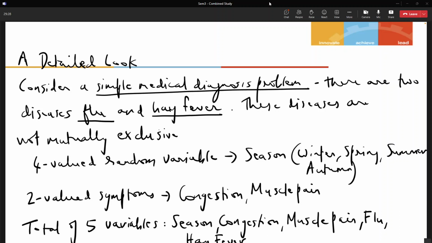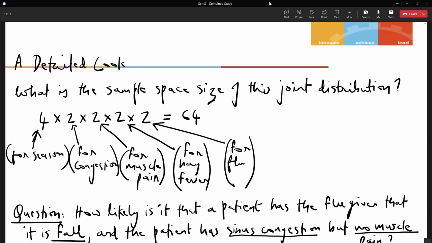I would actually suggest that you go through this. He has also given one size calculation over here where he says, for example, there were 4 seasons and the condition had 2 values. Muscle pain had a yes or no. These are all binary, right? So whether I have congestion, muscle pain, hay fever, or flu, and say that there were 4 seasons, I would have had a sample space of 64, right?